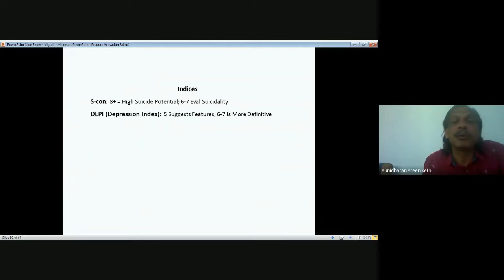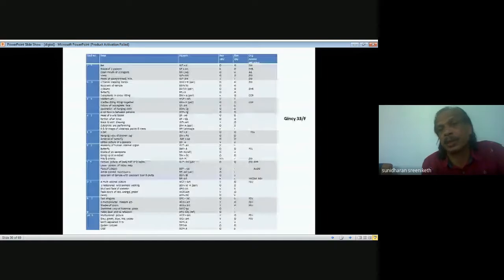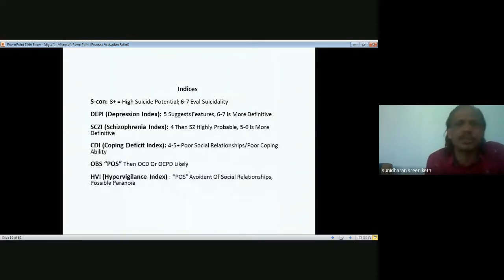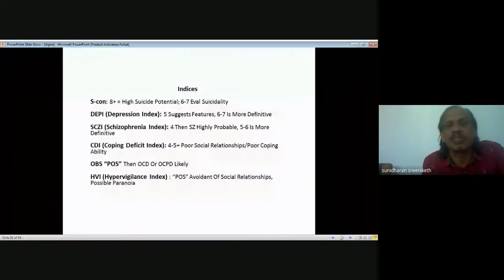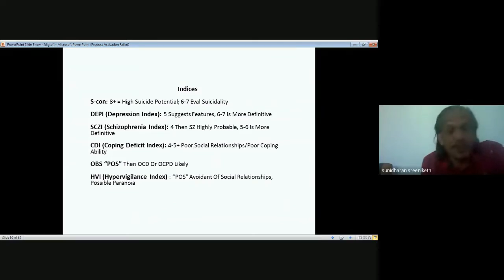So from all this understanding, indices like SCON, that is suicidal potentiality, are especially prevalent in certain situations, like a person with some depressive features, or a person with a mood disorder. He may currently be in a depressed mood or a manic state. So high suicide potentiality or environmental suicidality: suicidal trait or suicidal tendency may be evidenced due to the situation, due to the environment.